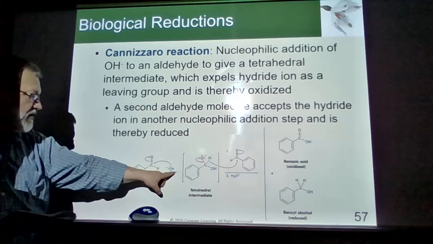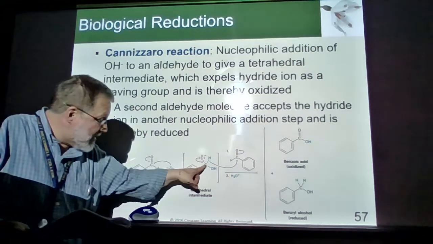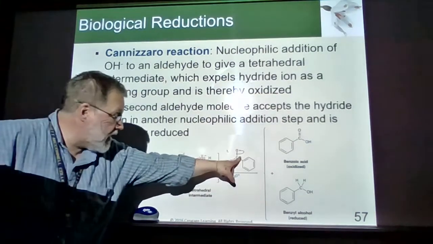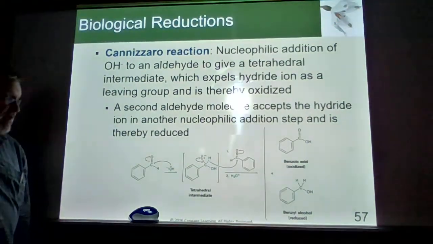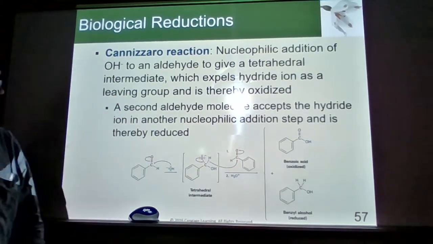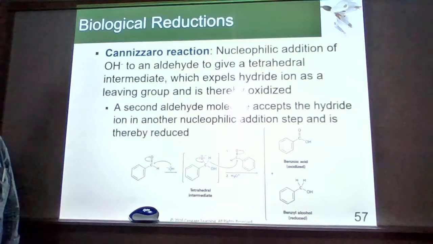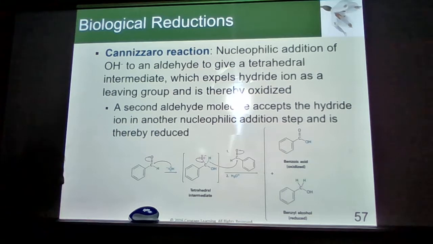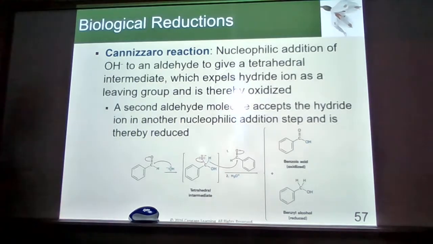So you have the nucleophilic addition of OH minus to your carbonyl compound. When this non-bonding electron pair kicks back down, it produces a hydride anion as the leaving group. This hydride can then attack another carbonyl-containing molecule and reduce it down to the corresponding alcohol. This can have some use, but it is specifically limited to aromatic-containing species.